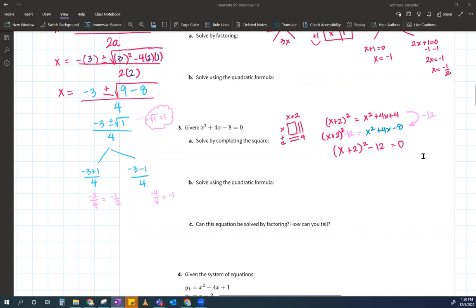Yeah, very good. So I'd add 12 to both sides. So I get x plus 2 quantity squared equals 12. Again, what do I do next? What is this next step going to be? How do I get rid of that squared?